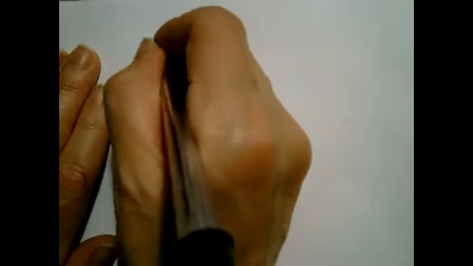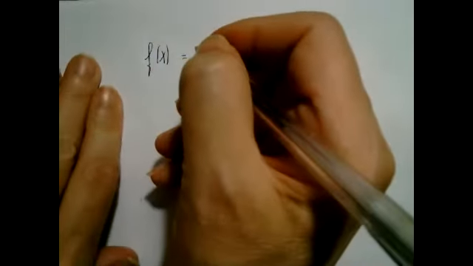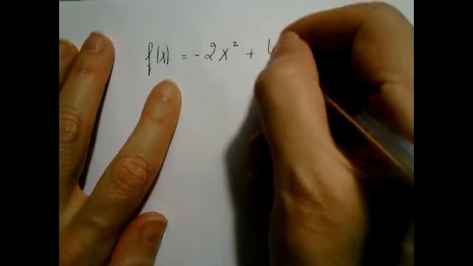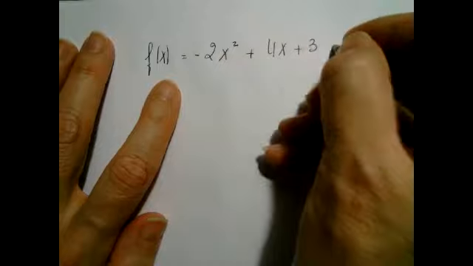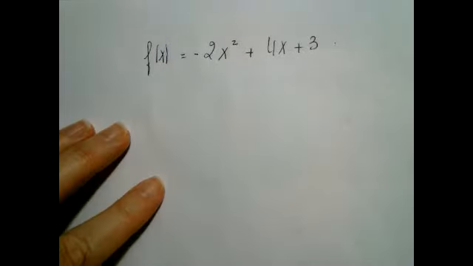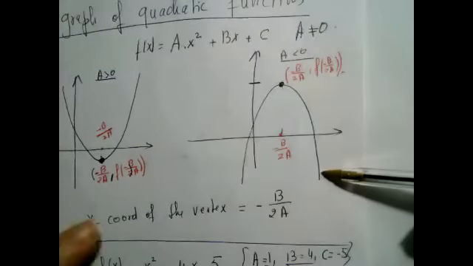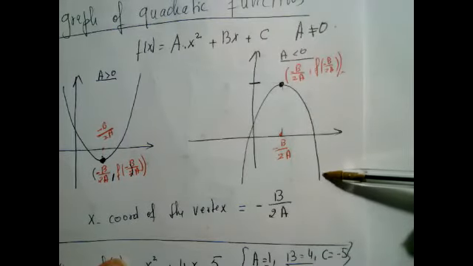Okay, I'll give you f of x equal minus 2x squared plus 4x plus 3. And if the graph is concave down, then we say there is no smallest value.